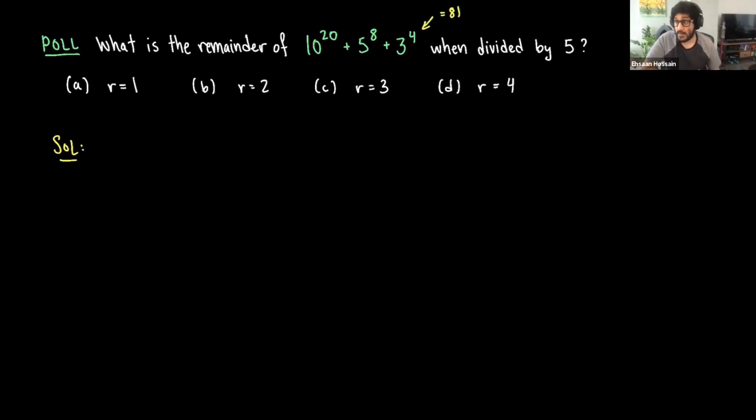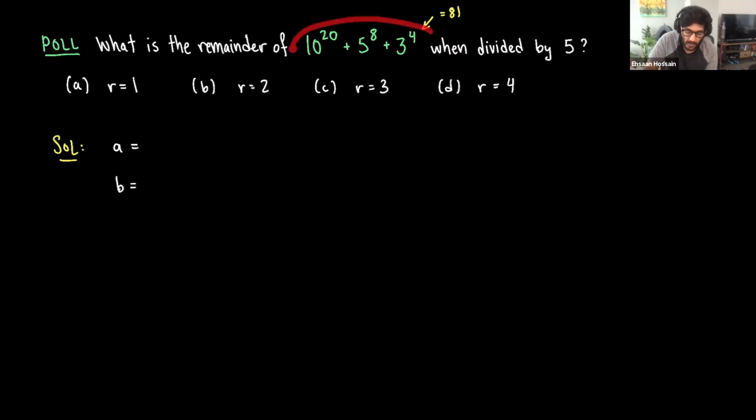Nice. That's good reasoning. So he's just saying that these 10 to the 20 and 5 to the 8 don't contribute anything to the remainder when you divide by 5, right? One way to see that with the division algorithm is, let's apply that theorem, right? A equals BQ plus R. So what should A be and what should B be?